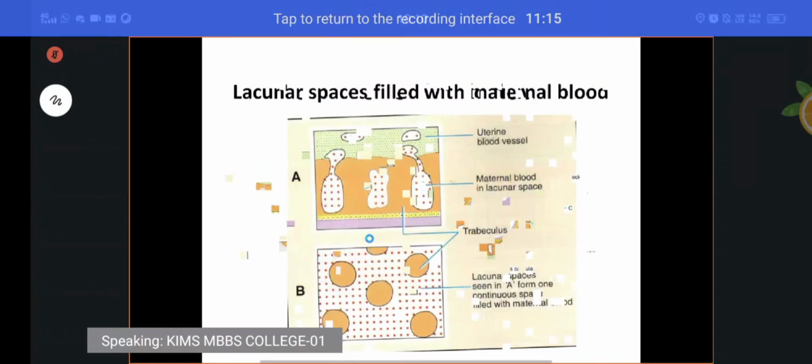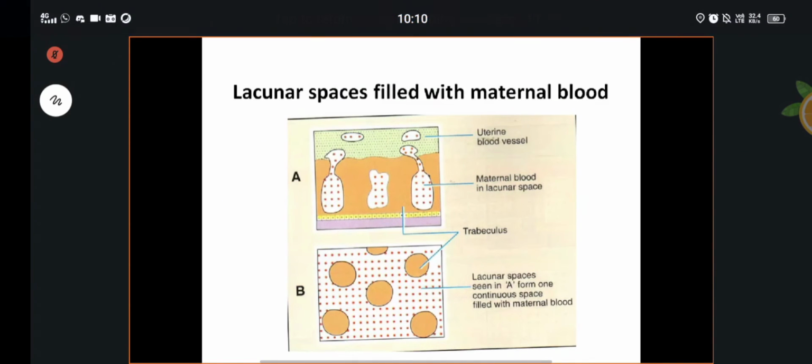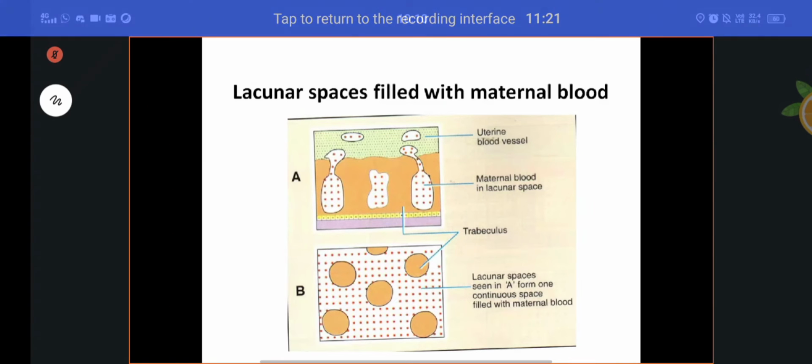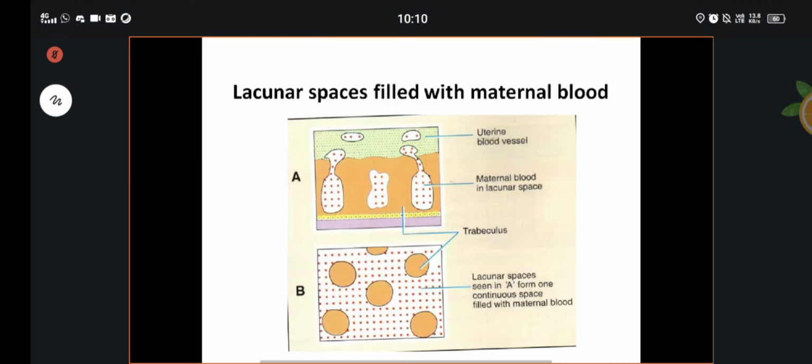Now, formation of the chorionic villi. Mainly, there are 3 chorionic villi: primary villus, secondary villus, and tertiary villus. What is a primary villus?